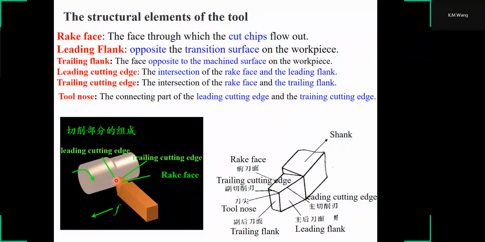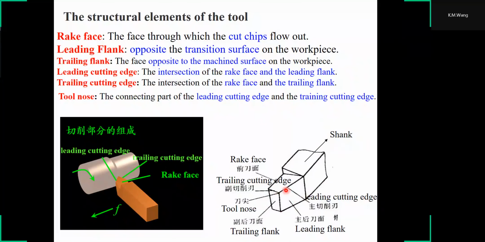And another important surface is this surface. This surface is a trailing flank. This face in this picture is this area. The surface is the machined surface on the workpiece, and two important edges.